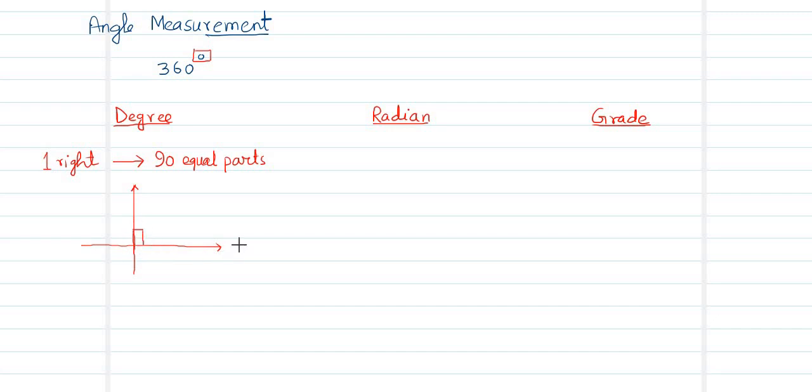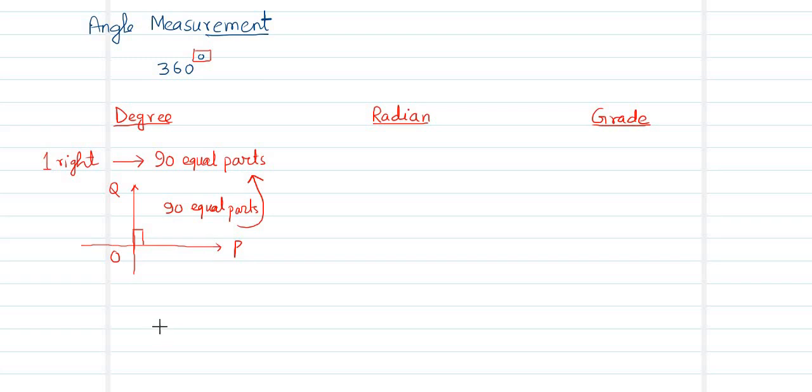So definitely angle POQ is a right angle. Now if angle POQ is divided into 90 equal parts, then each part is known as 1 degree.